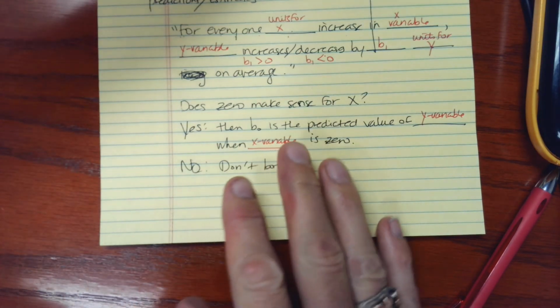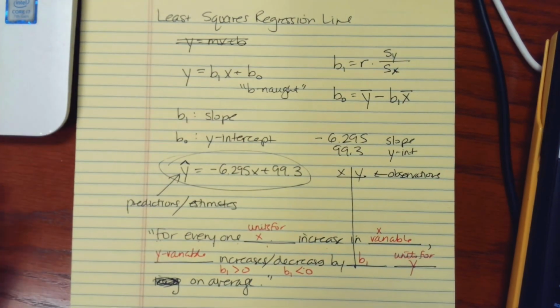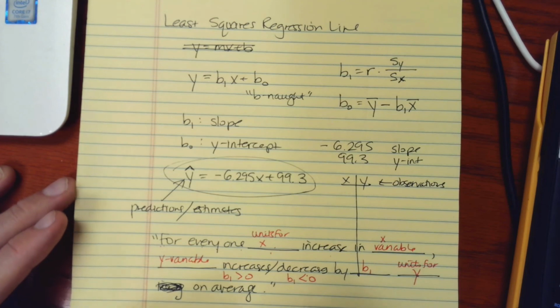All right, so that's my discussion of the least squares regression line. In the next video, we'll look at our coefficient of determination.